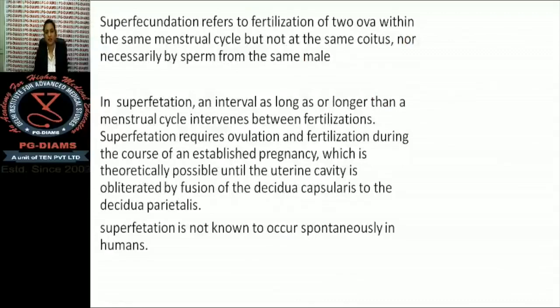Superfecundation refers to fertilization of two ova within the same menstrual cycle. Like, there was a gap of 2-3 days. First ovum got fertilized 2-3 days back, and then a second ovum got released, which got fertilized subsequently in the same cycle.